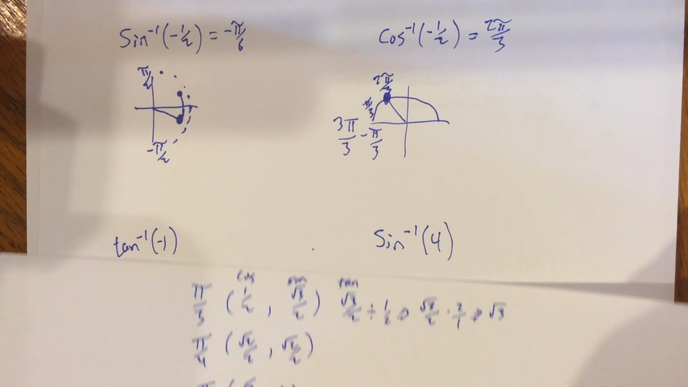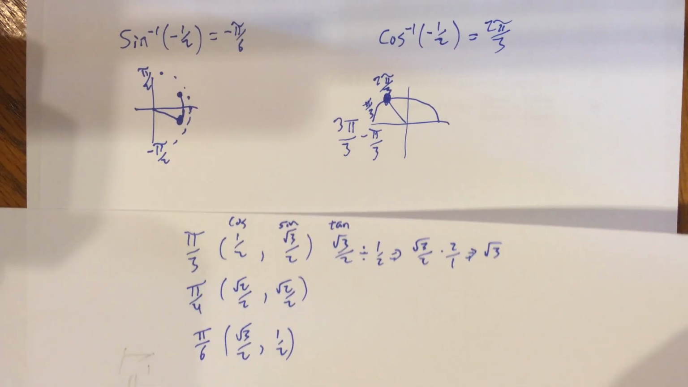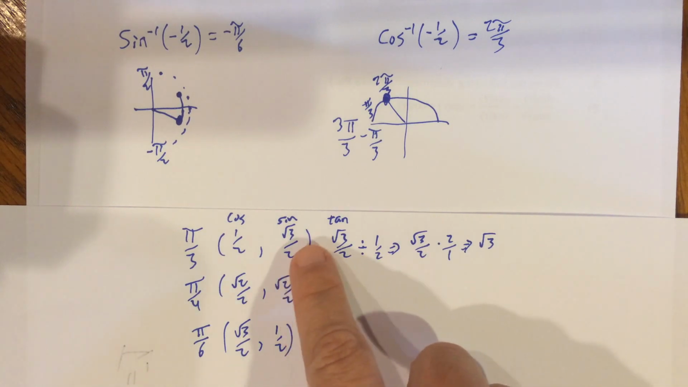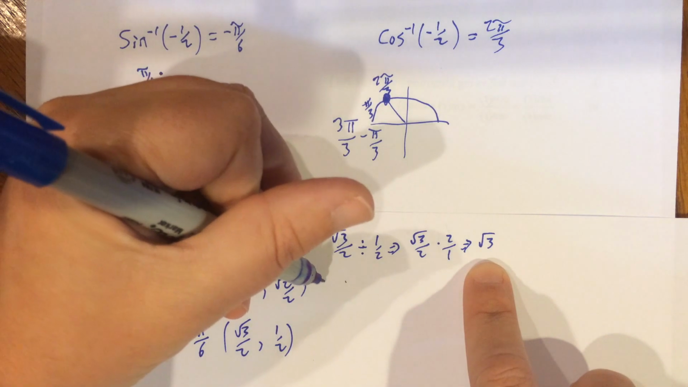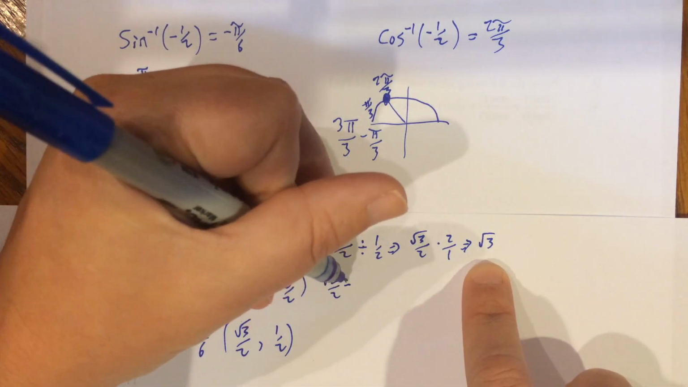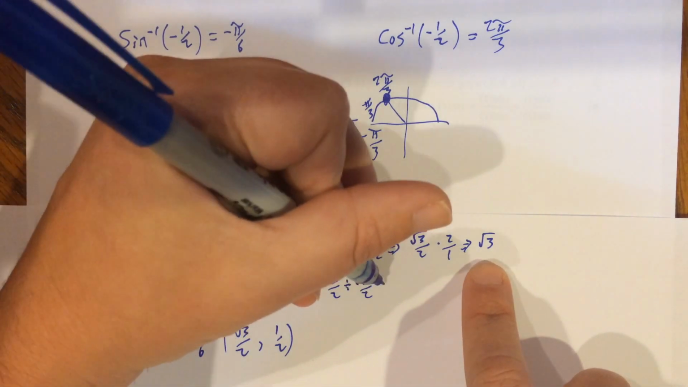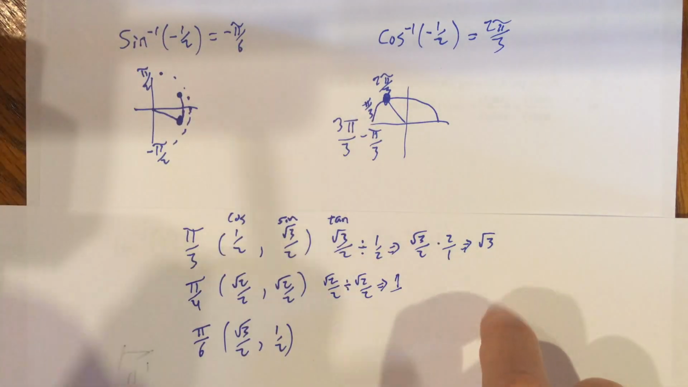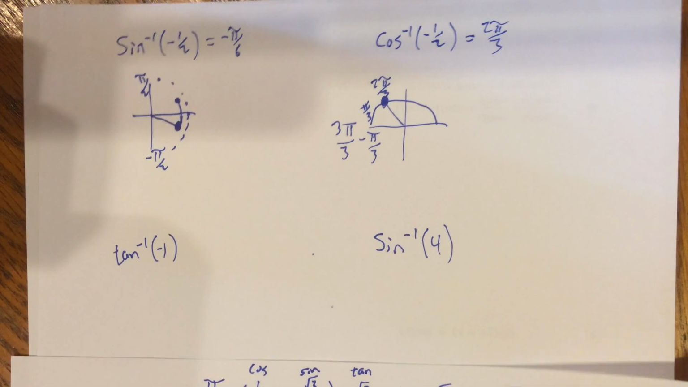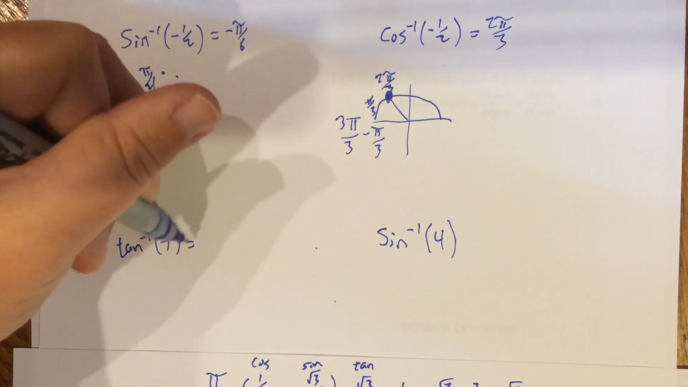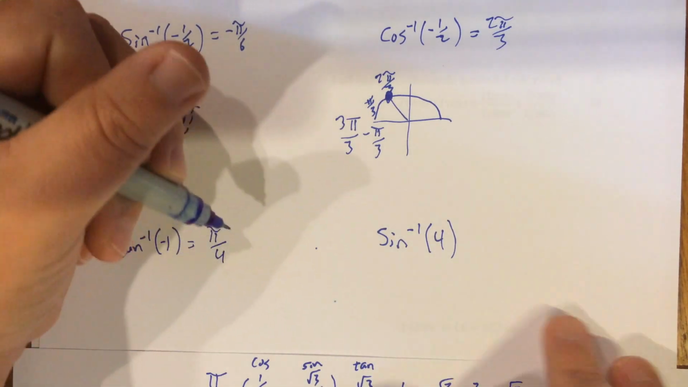So what tan gives me 1? Again, I may not know that, so I'm going to go back to my chart. It's sine over cosine, so we already saw tan of pi over 3 was square root of 3. And from an earlier one, square root of 2 over 2 divided by square root of 2 over 2, well, anything divided by itself is 1. So pi over 4. So we know we want this to be some sort of pi over 4.